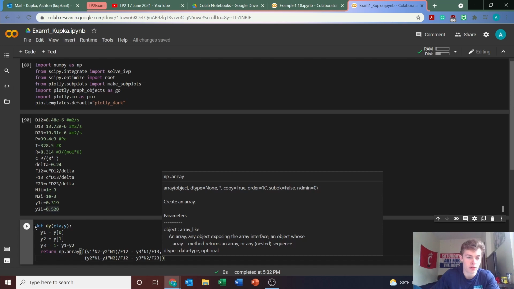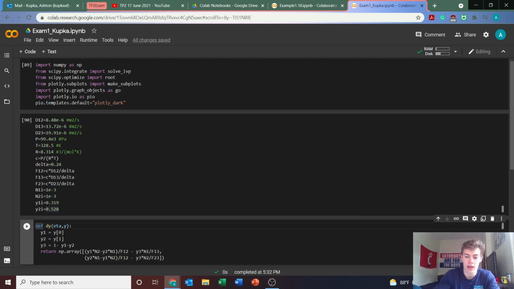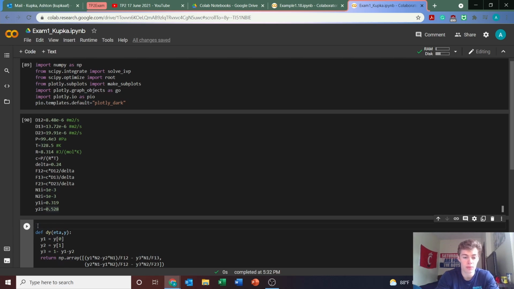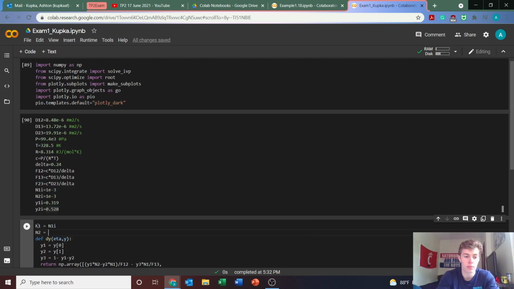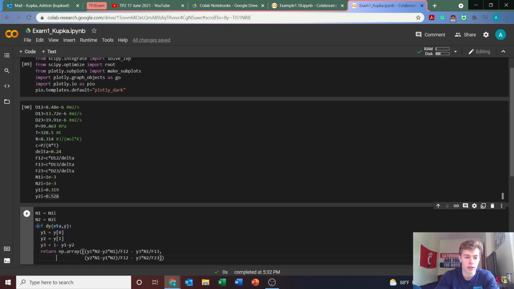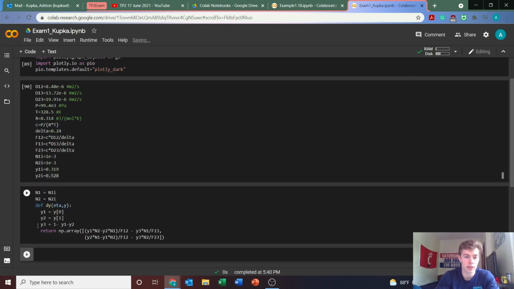And then before I forget, we're going to actually add in what our initial guesses are. So our initial guess for the mole flux of acetone was N1I. I'm just going to hard code these in real quick. And then our mole flux for methanol is N2I. And with all that said and done, we can hit enter.